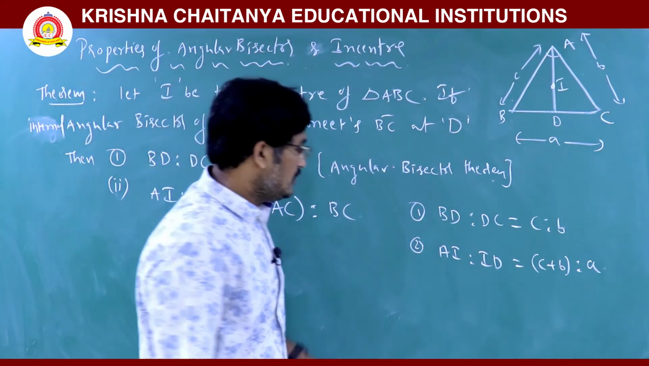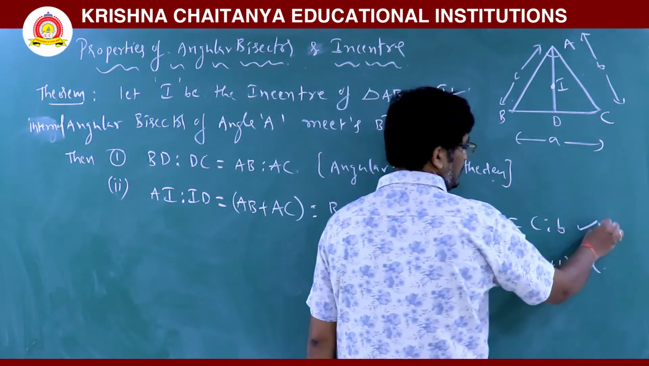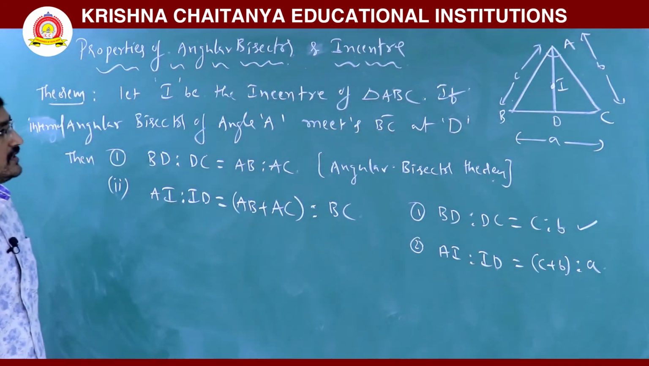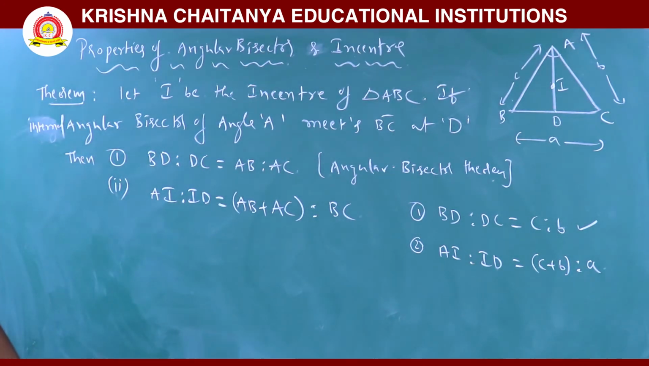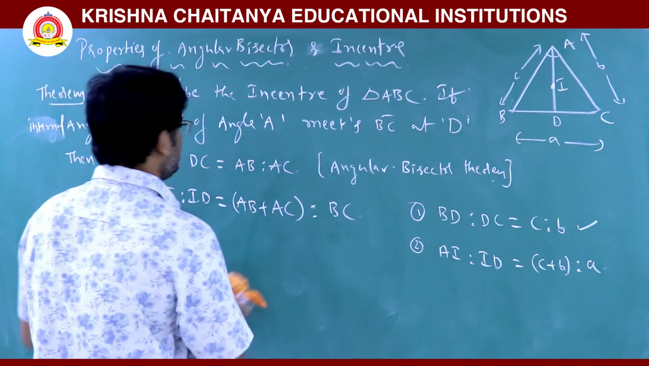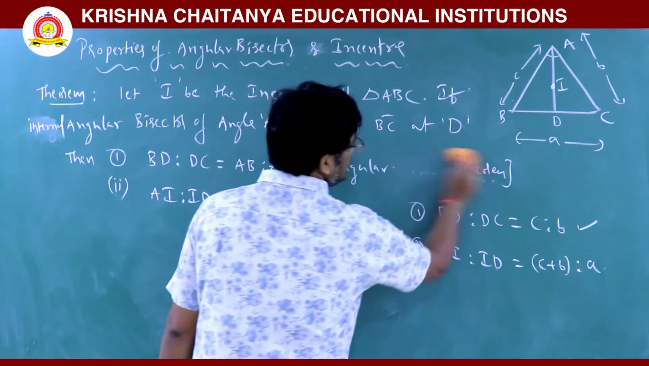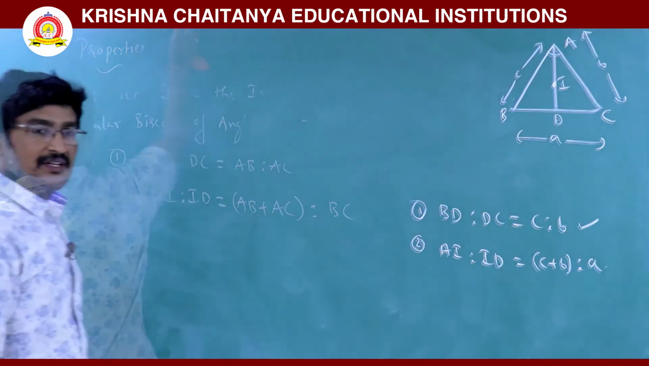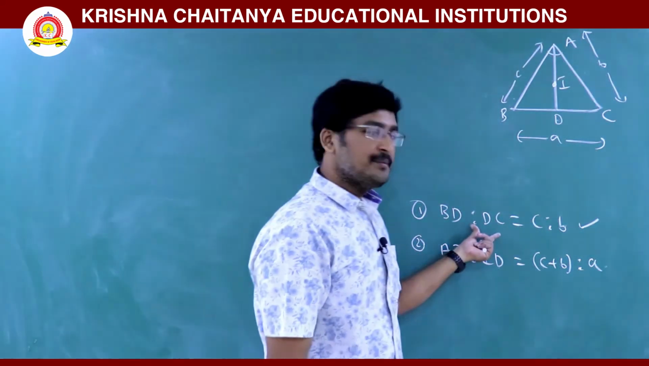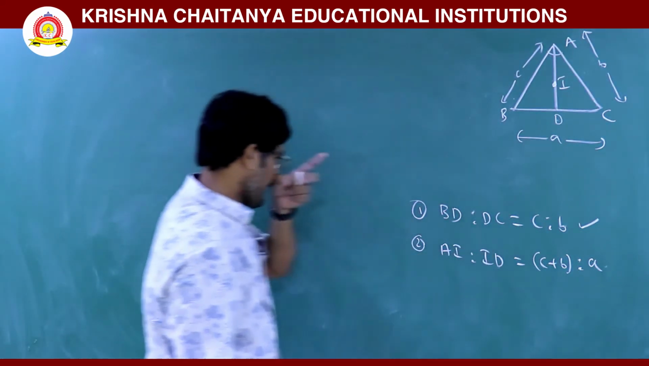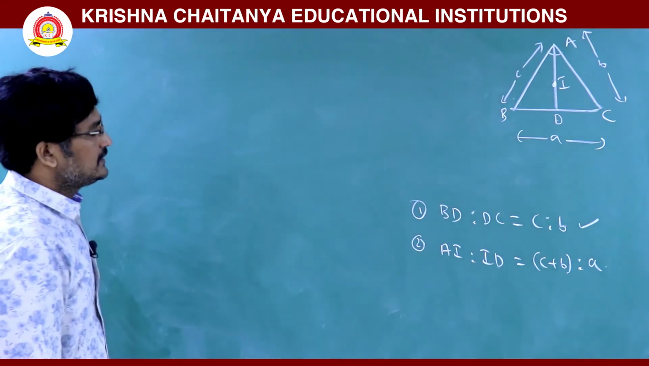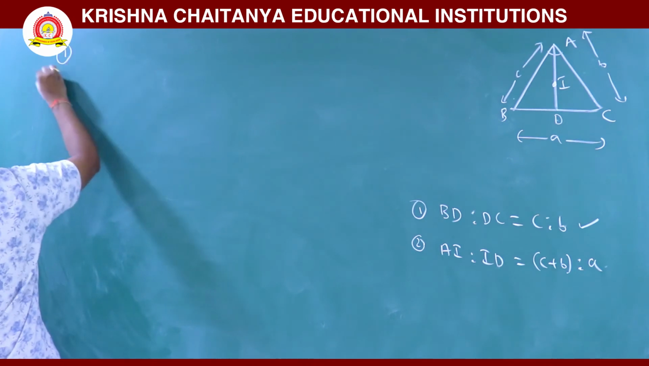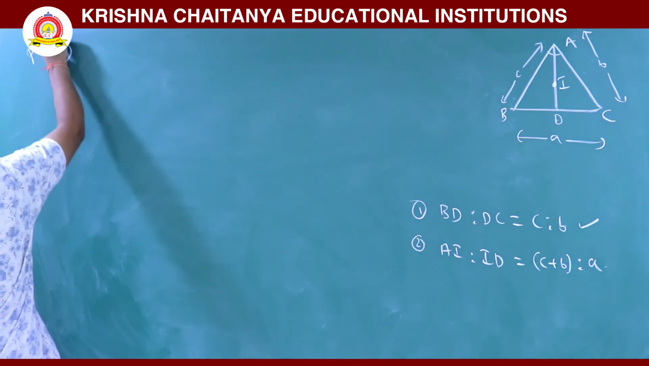Now I am going to prove the first property. Listen carefully. First we have to prove this property, which is called the angular bisector theorem statement. So let me explain the first property now. First proof.